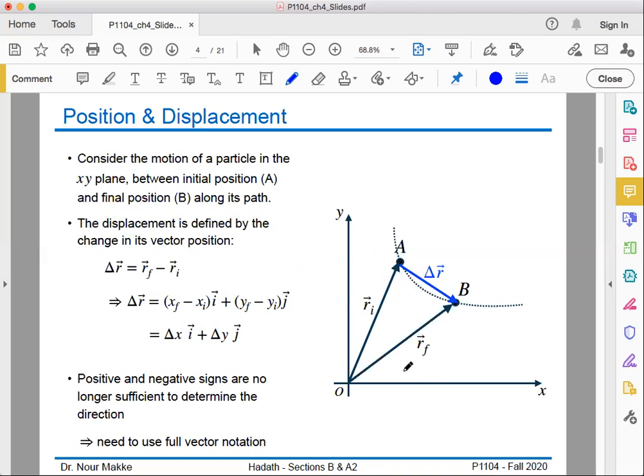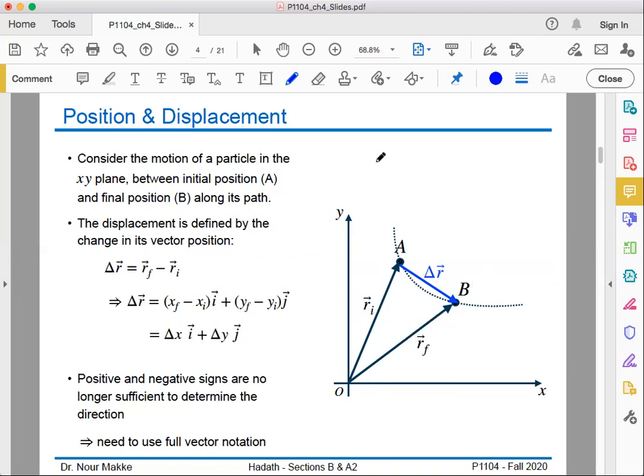But to do this, first of all, we need to define what the displacement is in this case. So let's consider a 2-dimensional motion of a particle in the XY plane, as we have seen earlier. So this is X and this is Y. And let's say that we are monitoring the motion of the particle between 2 positions, the initial position at point A and the final position at point B. So what would be the displacement in this case between points A and B?